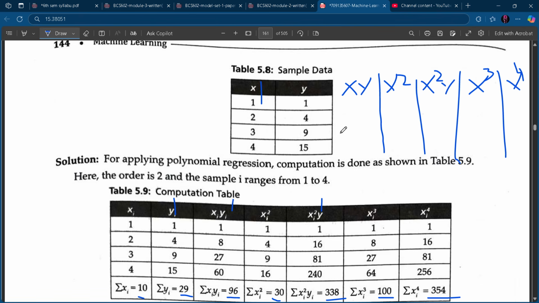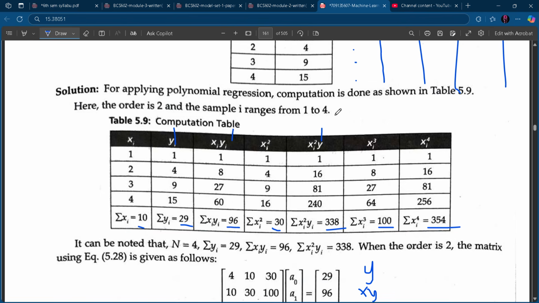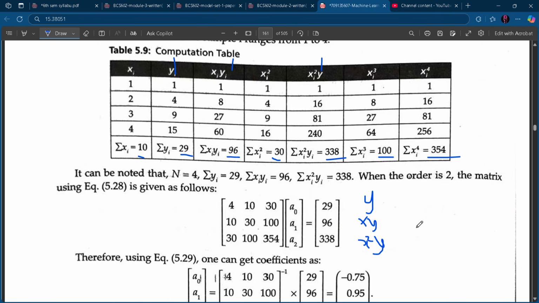Now, once you find all the values, you have to get the summation of each. Remember, you are not taking a mean over here like we did in linear regression. Here we are doing just summation. So 1 plus 2 plus 10, you just have to add all of it. Now wherever y is involved, on the equal side, you have summation of y, xy, x square y. Same values, see 29, 96 and 338. We already have these values here. And 4 is the number of instances, 1, 2, 3, 4.